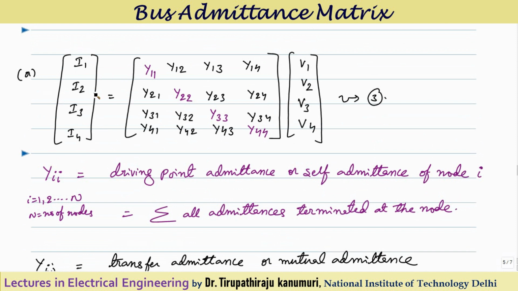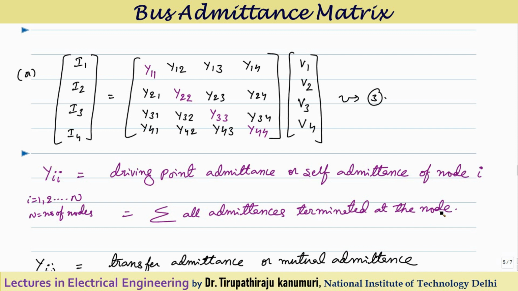So I can write I as Y multiplied by V form, where the diagonal elements Yii I have represented with the blue color, where i is equal to 1, 2, etc. up to capital N, where N is the number of nodes. It is equal to the driving point admittance, or it is also called the self admittance of node i. Because it is Yii, it is a driving point admittance or self admittance of node i. This is nothing but the algebraic sum of all the admittances terminated at that node.